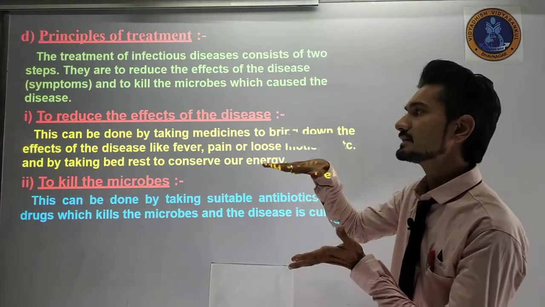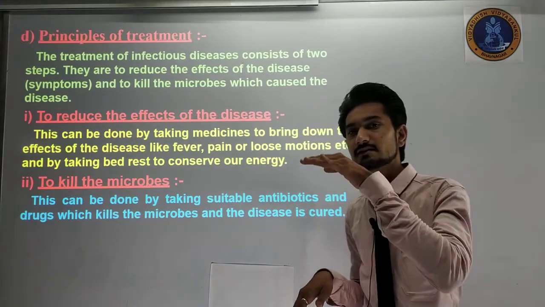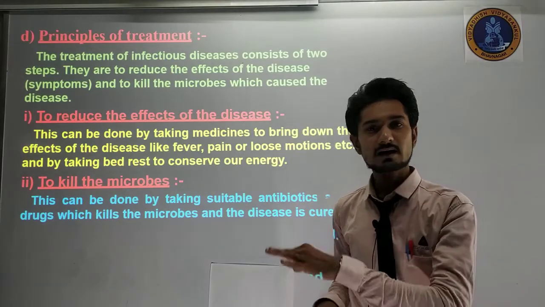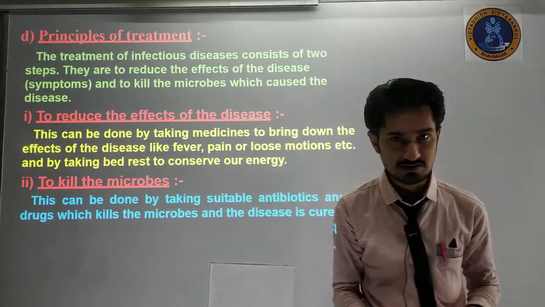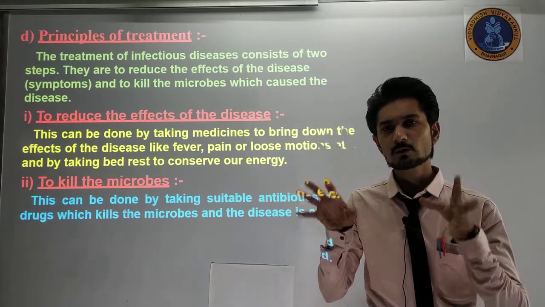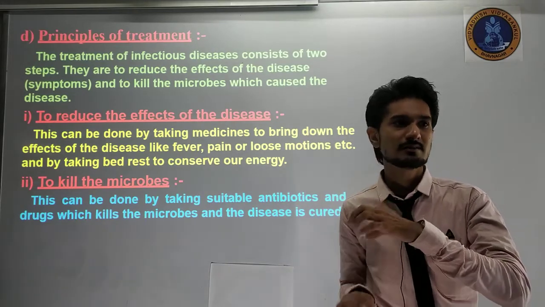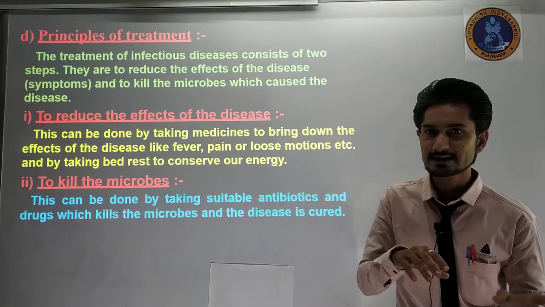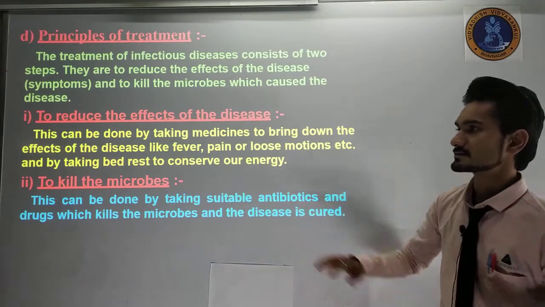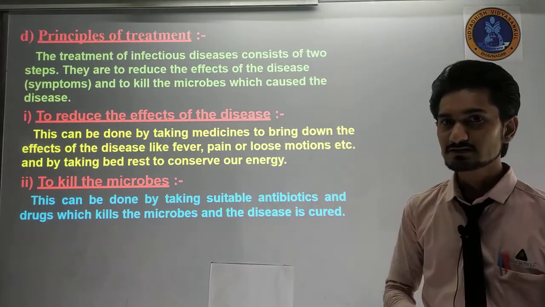The first thing is to reduce the effects of the disease. And the second thing is that whoever caused us this disease, we have to kill them. If bacteria has caused us that disease, then we have to kill them. Okay, so for that we need to understand this. To kill the microbes and to reduce the effects of the disease, what should we do?